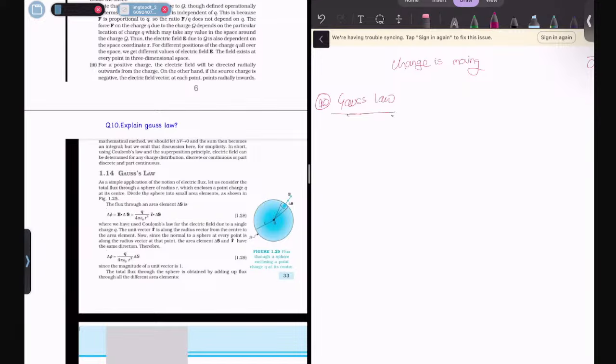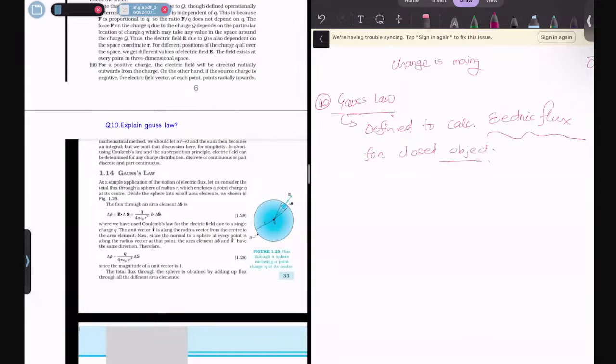So what is Gauss law? Gauss law was defined to calculate electric flux. It was defined to calculate what? Electric flux. Understood? It is defined to calculate electric flux for a closed object. Don't forget this word: for a closed object or closed space.